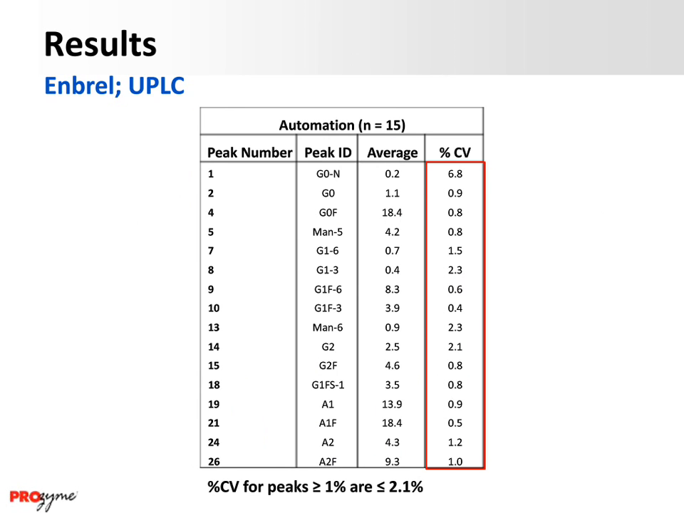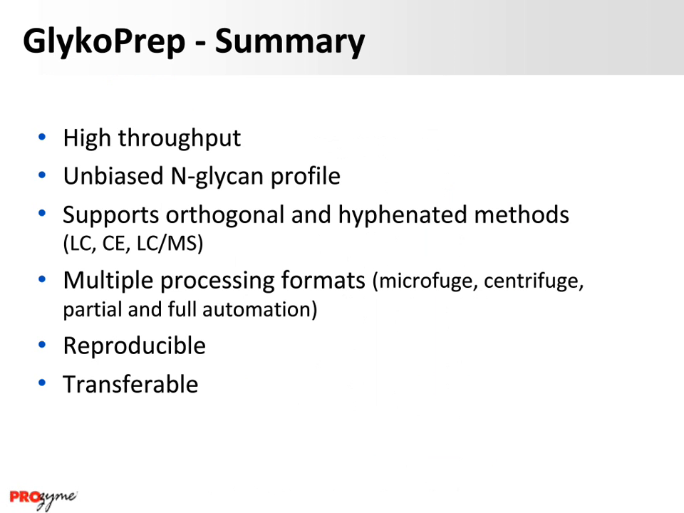So in summary, this is a high-throughput N-glycan sample preparation system that can be automated on the Agilent AssayMAP Bravo. You get an unbiased N-glycan profile. It supports orthogonal and hyphenated methods such as LC, CE, and LCMS. It's available in multiple processing formats such as microfuge, centrifuge, partial and full automation. It's reproducible as shown by the percentage CV data, and it's transferable. All kit components come from ProZyme, so there's no need to source from multiple suppliers.